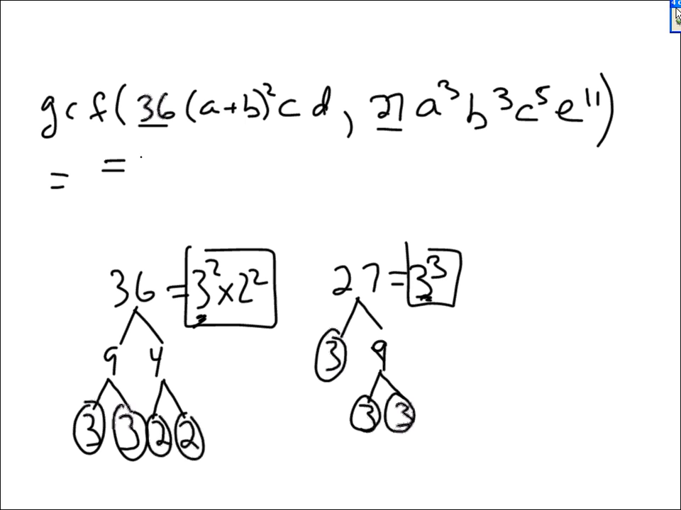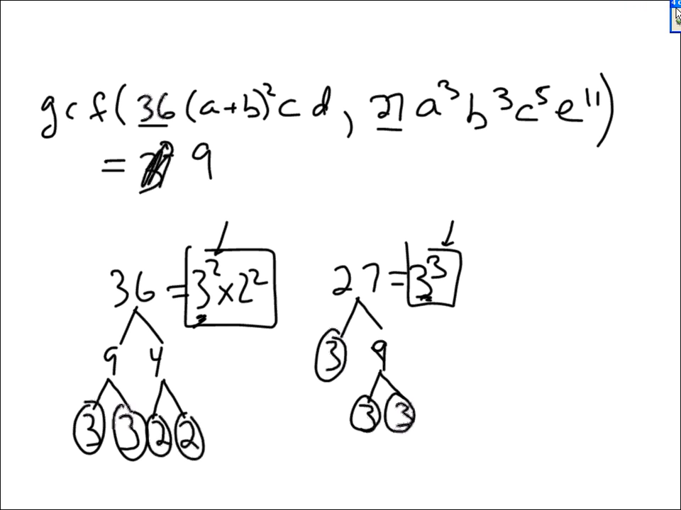So when it comes to GCF, it's going to be 3 to a power. So we want to find the smallest power. The powers of 3 are 2 and 3. 2 is the smallest. So it's going to be 3 squared, which is 9. Okay.